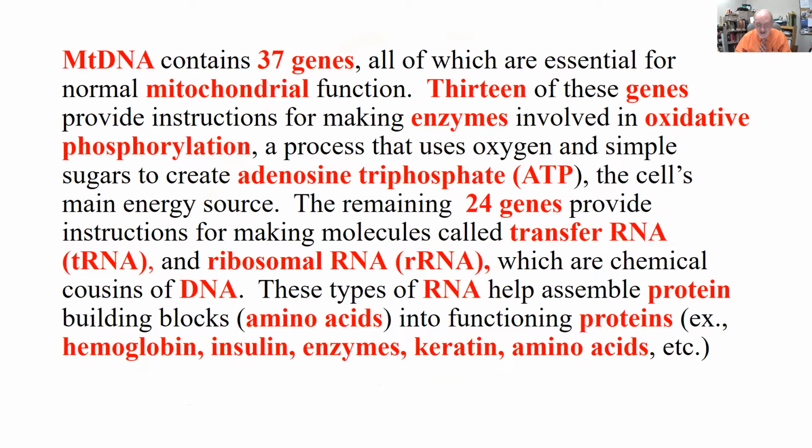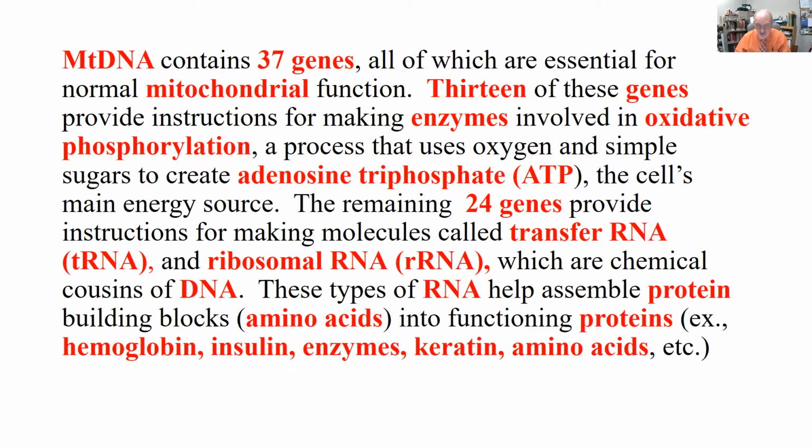Mitochondrial DNA contains 37 genes, all of which are essential for normal mitochondrial function. 13 of these genes provide instructions for making enzymes involved in oxidative phosphorylation, a process that uses oxygen and simple sugars to create adenosine triphosphate, ATP, the cell's main energy source.